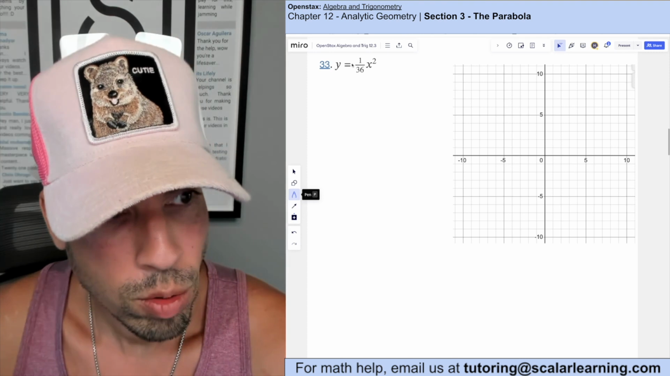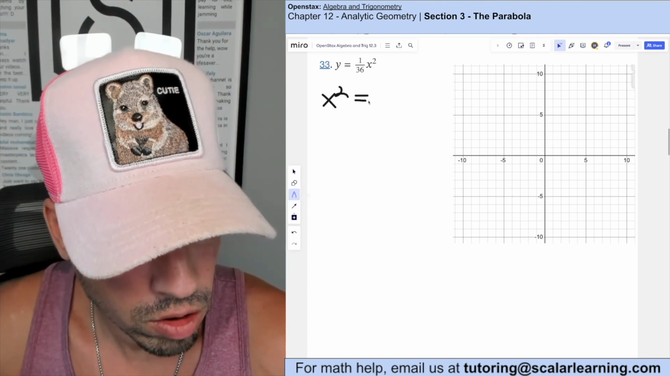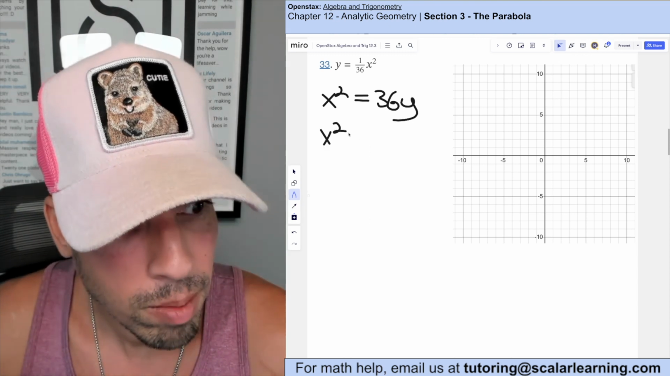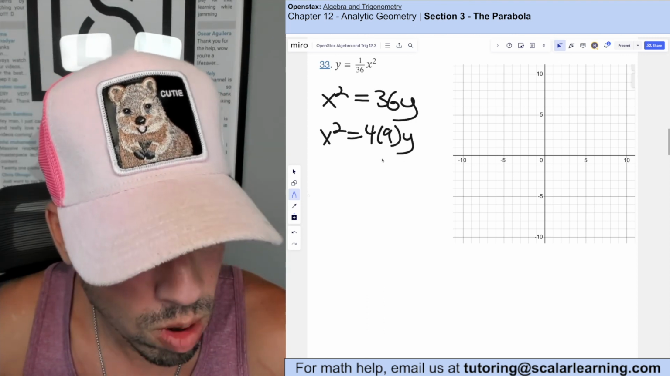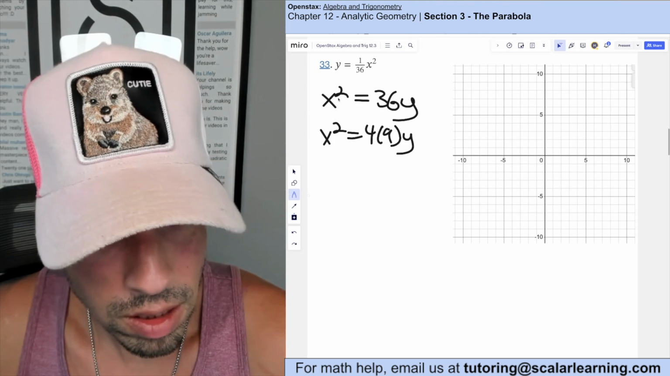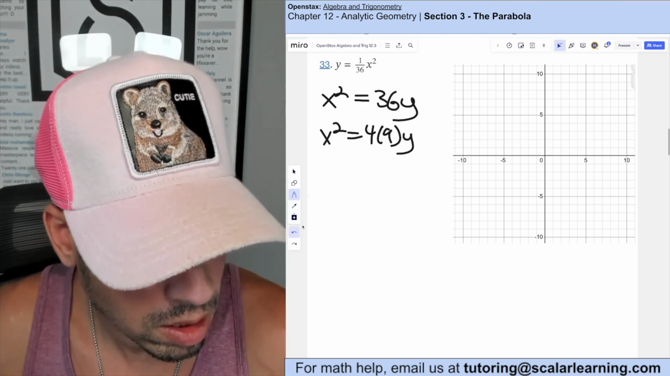Done. So for this one, we're going to start by multiplying both sides by 36 to get it in our nice standard form. So it's x squared equals 36y. And then again, I'm going to pull a 4 out, right? So 36 is really 4 times 9y. And that's nice because now I know my p-value is 9. I also know that since it's x squared and my p-value is positive, it's opening up like this, all right?